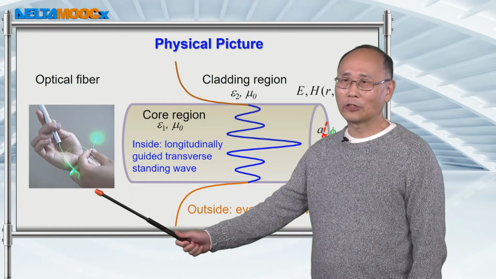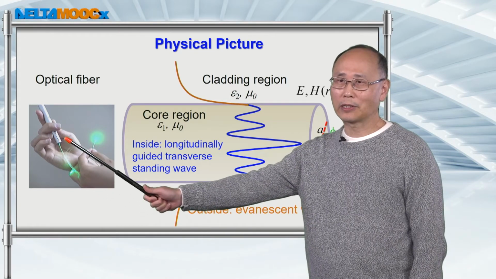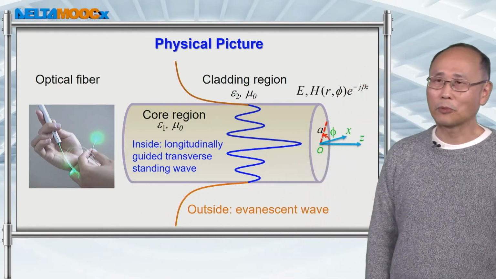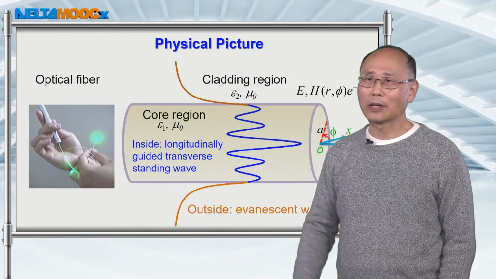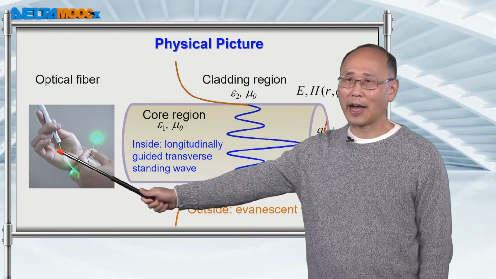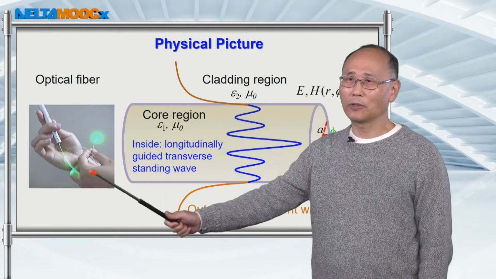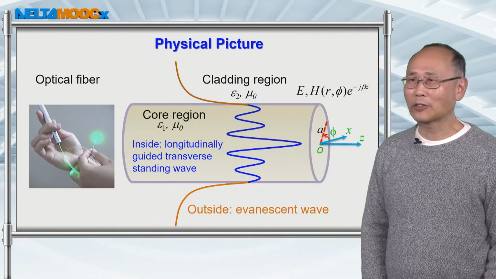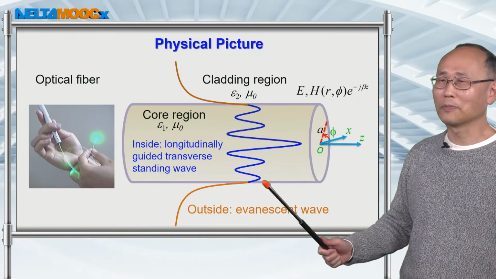This is a photo I showed you on the first page of this lecture, where you can see that I'm using a laser pointer, and I inject the laser into a plastic fiber. The plastic fiber guides the optical radiation from one end to the other end. In this session, we're going to model this phenomenon by using this cartoon.